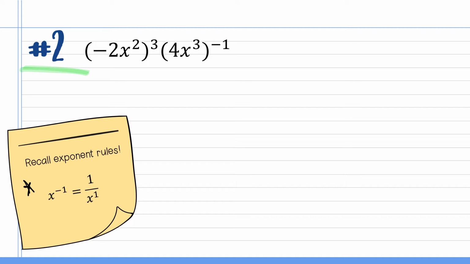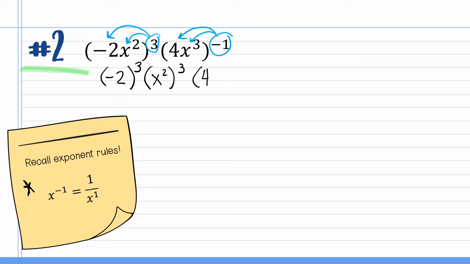Now we're going to start this problem just like we did the last, by simplifying each term. So that means we're going to take this 3 exponent and distribute it inside our parentheses to both pieces. So I'm going to rewrite all my steps out here. So I have negative 2 to the 3rd and x squared to the 3rd. And then I'm going to do the same thing with this negative 1 and distribute it to the 4 and x cubed. So this becomes 4 to the negative 1 and x cubed to the negative 1.